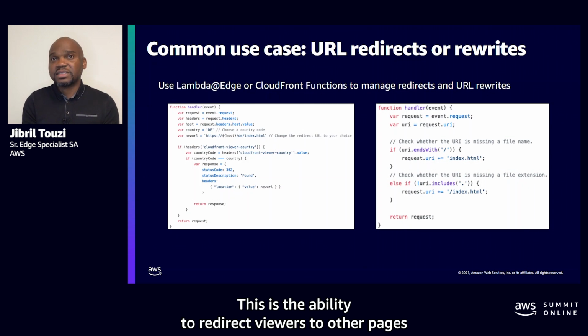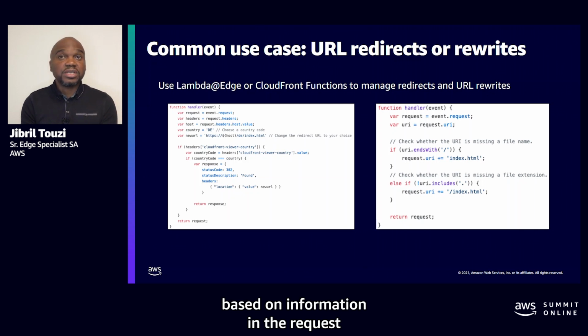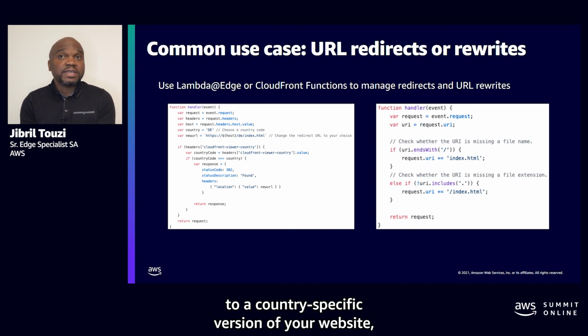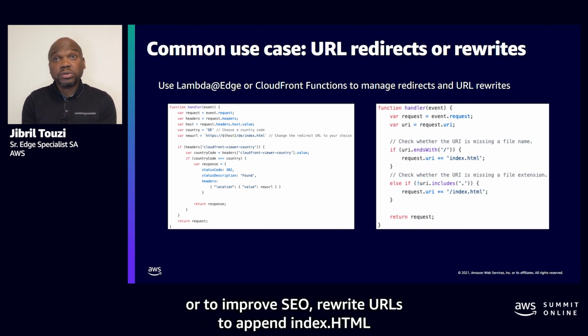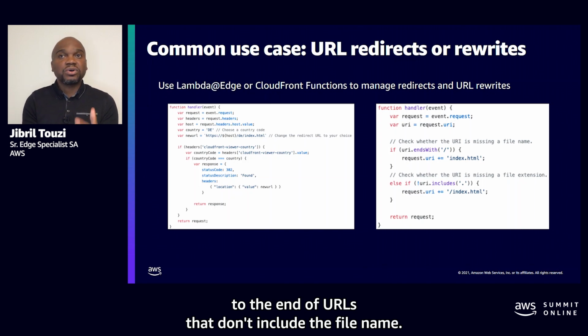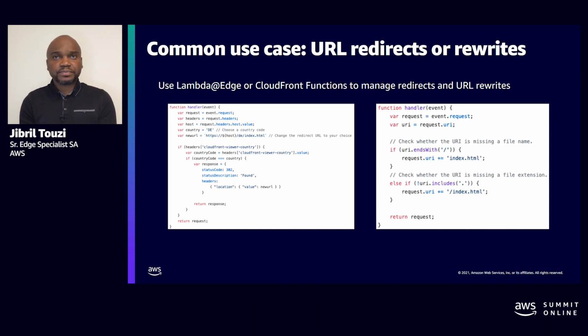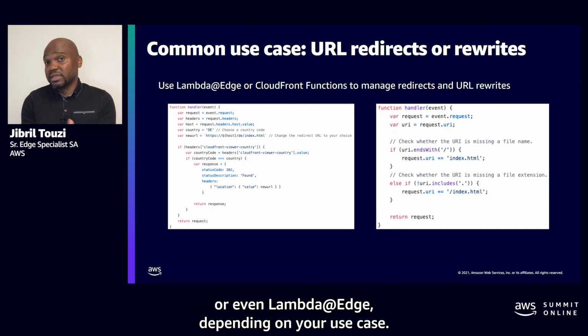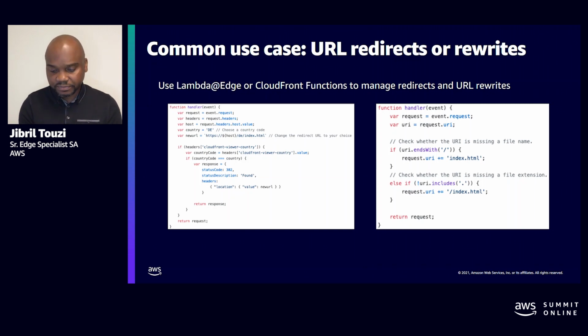This is the ability to redirect viewers to other pages based on information in the request, or rewrite all requests from one path to another. For example, redirecting users to a country-specific version of your website based on the country of origin, or to improve SEO, rewrite URLs to append index.html to the end of URLs that don't include the file name. So basically, you can do that using CloudFront functions or even Lambda Edge, depending on your use case.